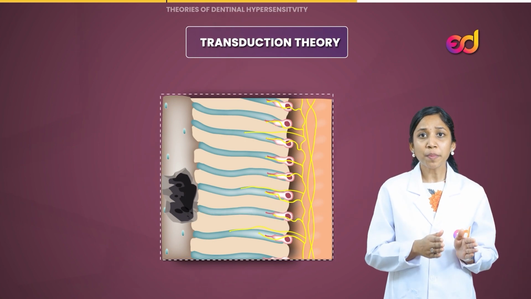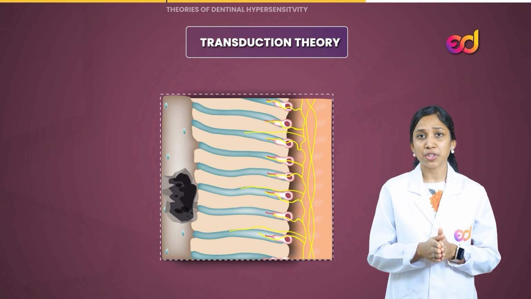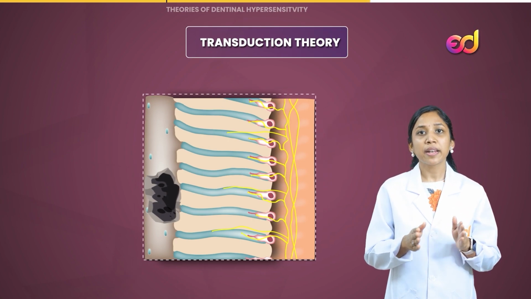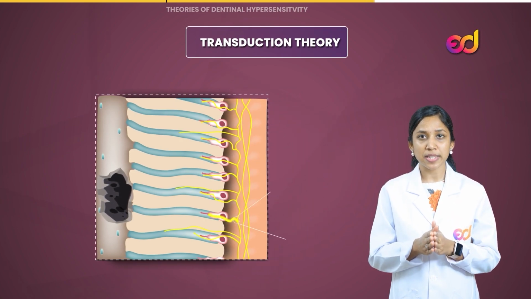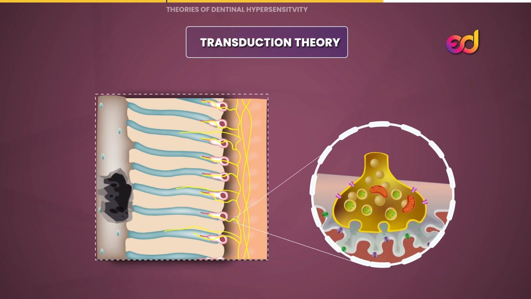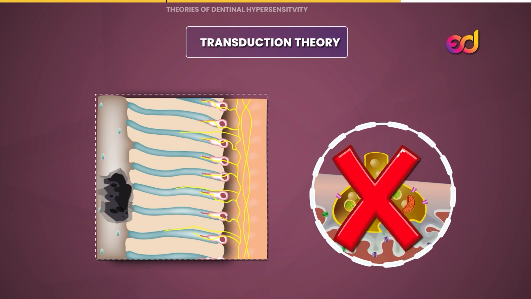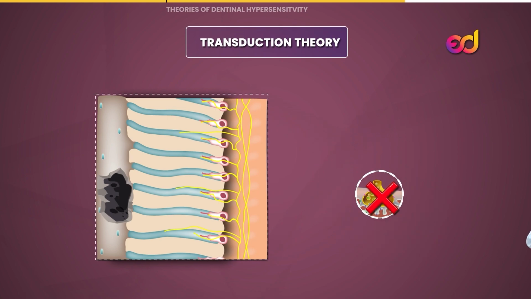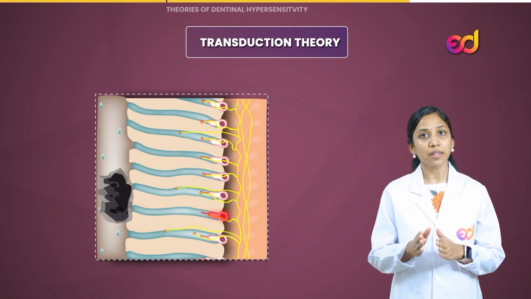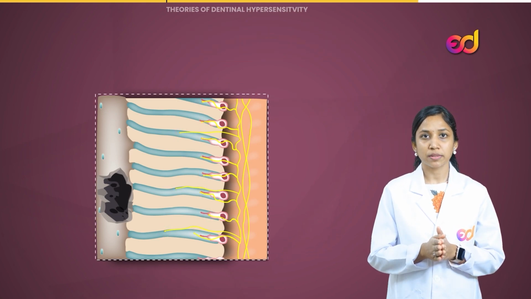Well, the argument against this theory was that if this type of conduction took place over here, then there should be the presence of neurotransmitters, since it is our neurotransmitters that act as a carrier for the signal. But over here, the neurotransmitter vesicles were not found in the odontoblastic processes, and also there was no evidence of any synaptic relationship between odontoblastic processes and the nerve endings. Hence, this theory was also rejected.